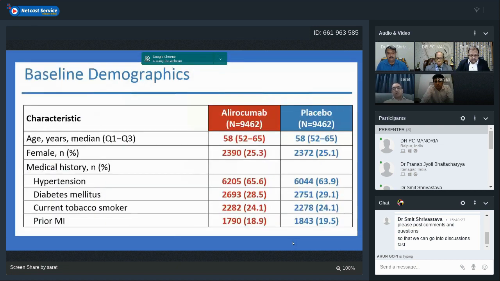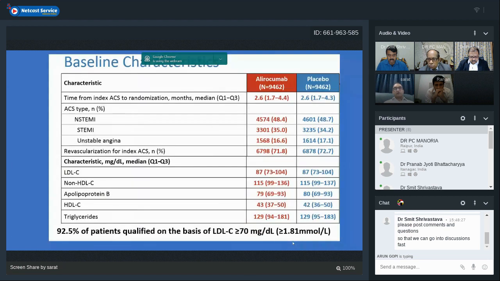Now, baseline demographics are almost similar to the earlier trial, the FOURIER trial. Age is around 58 years, and on average 25% were females. They had hypertension 65%, diabetes 8%, tobacco smoking about 25%, prior myocardial infarction 18%. The type of ACS in these patients is important. NSTEMI was there in about 48%, STEMI in 35%, unstable angina in 66%.